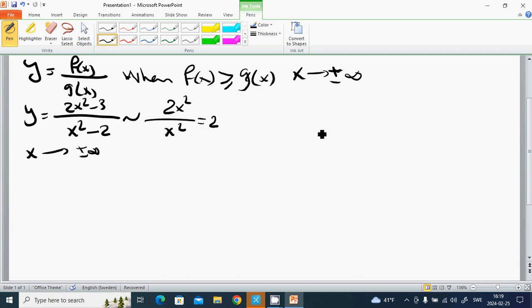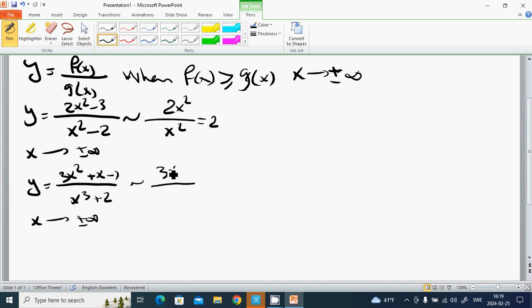Another example is y equals 3x² plus x minus 1 divided by x³ plus 2, x goes to plus minus infinity, and it is corresponding to 3x² divided by x³, which is 3 divided by x, and goes to plus minus infinity, and goes to 0.